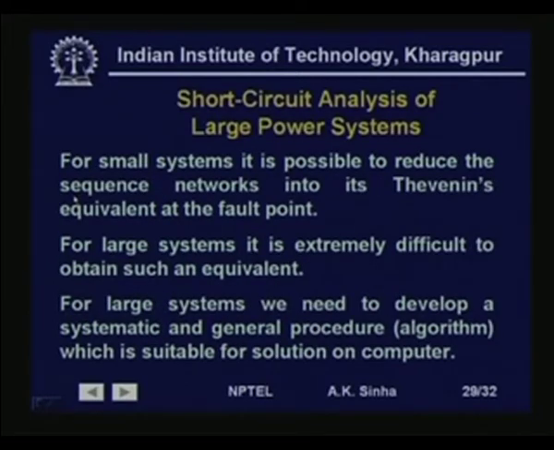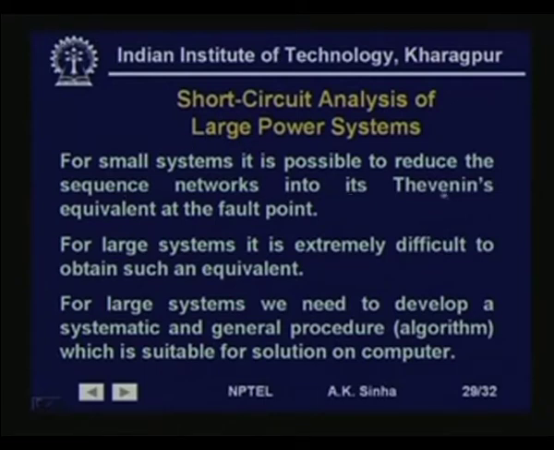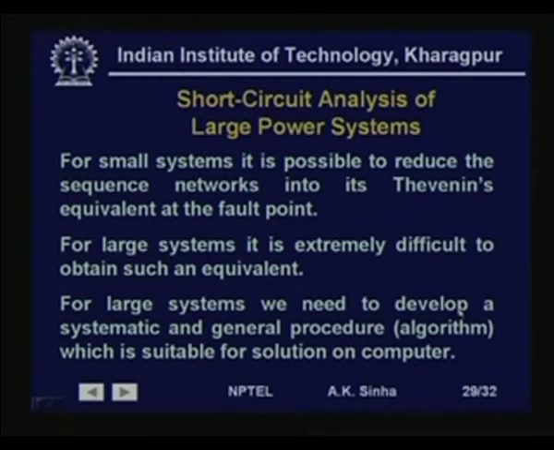However, this does not work very well for large systems, because here we need to find the reduced passive network at the fault point, which is very difficult to obtain for large systems. For small systems it is possible to reduce the sequence network into its Thevenin equivalent at the fault point, but for a large system, which has a large number of lines and nodes, that is, bus bars, it is extremely difficult to obtain such an equivalent. For large systems, therefore, we need to develop a systematic and general procedure, that is, some algorithm suitable for solution on a computer. We will see how we do it in detail in the next class.